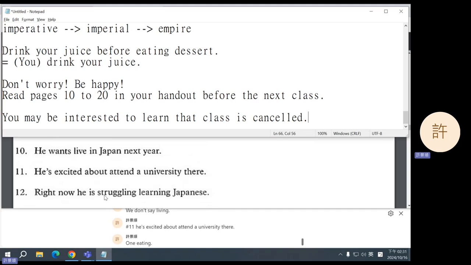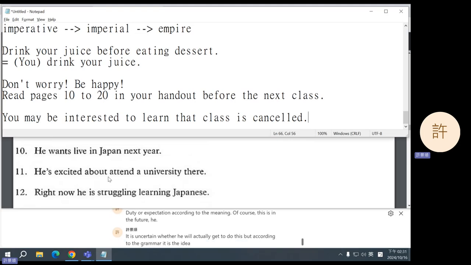Good, attending. In this case, the idea of attending a university there makes him excited. According to the grammar, there is no duty or expectation. According to the meaning, of course, this is in the future. It is uncertain whether he will actually get to do this. But according to the grammar, it is the idea of attending university there that makes him excited.